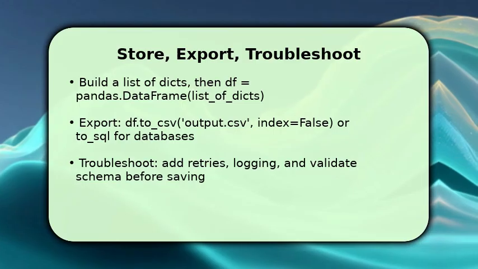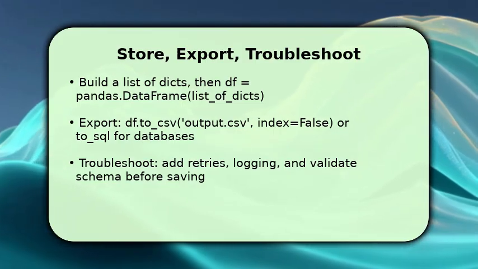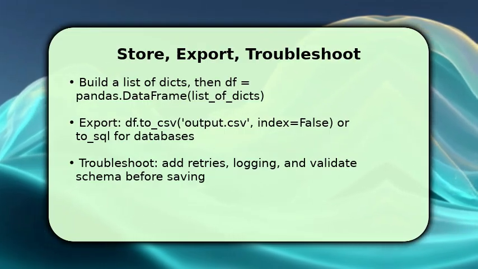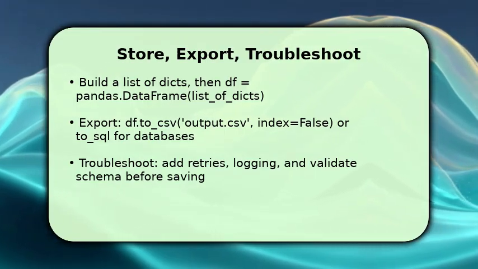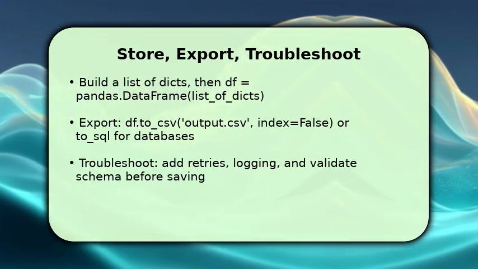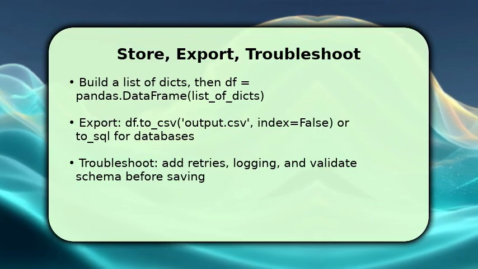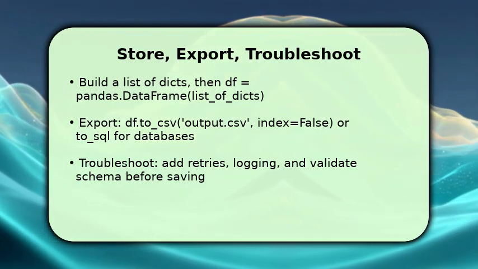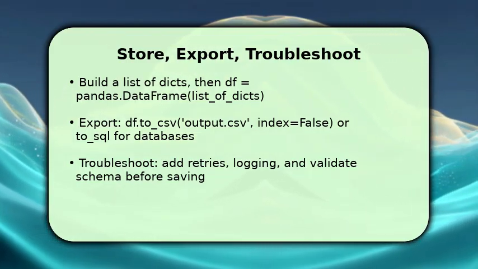Once data is saved, include basic logging and retries around network calls so intermittent failures don't corrupt output. If something goes wrong, validate your schema and check for missing keys or unexpected HTML changes. Adding simple assertions and a single retry with backoff often fixes transient issues without manual intervention.